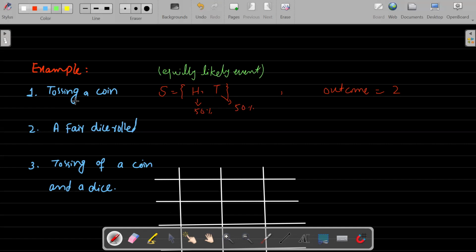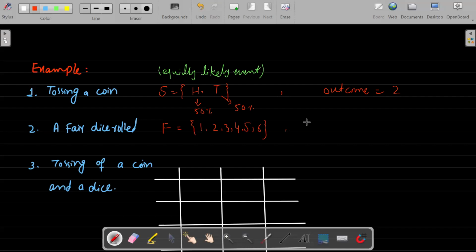Okay, so a fair dice rolled. If we have a fair dice which is being rolled, my sample space can start with any number. A dice has six sides, so 1, 2, 3, 4, 5, and 6. That will be my sample space.